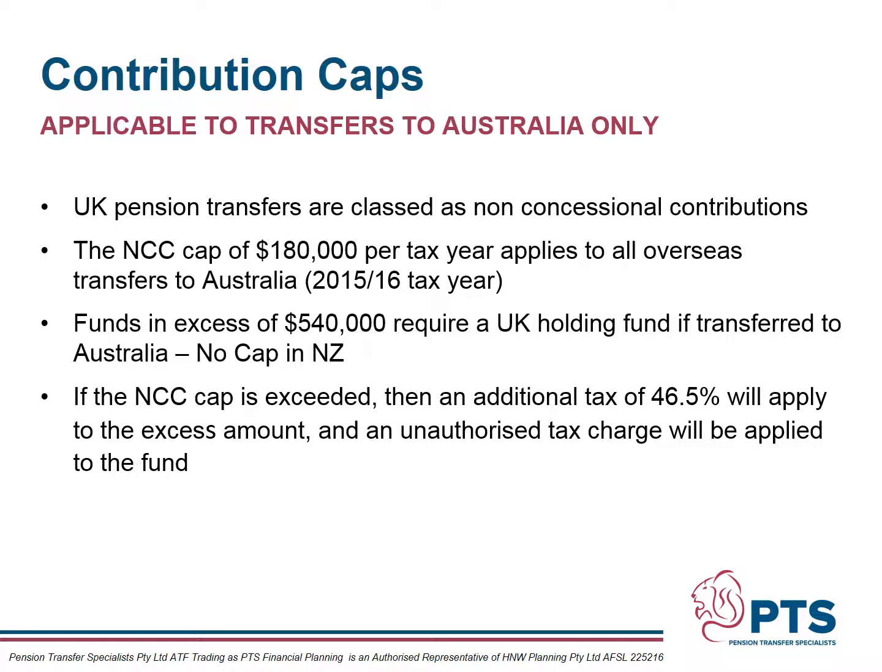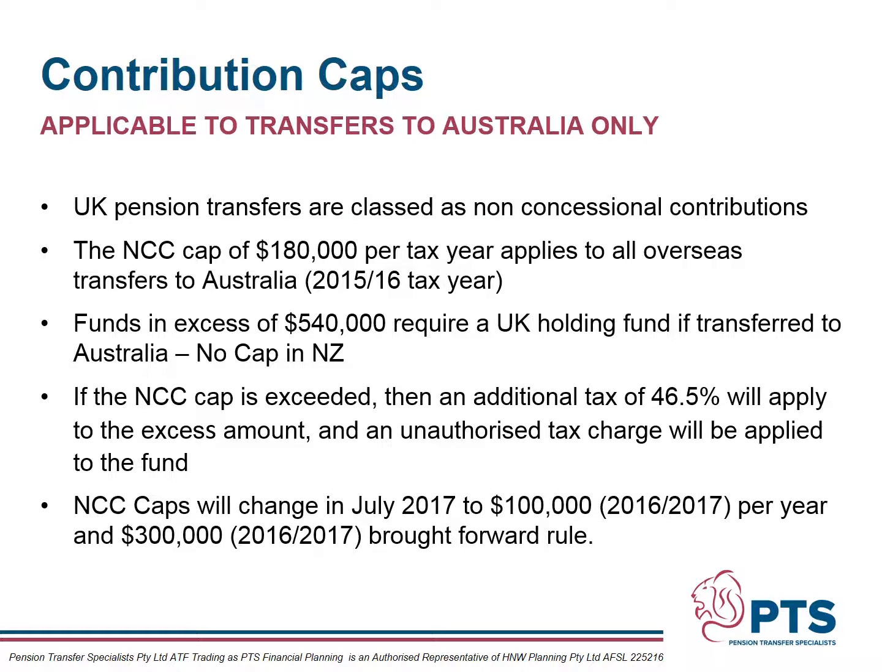If the cap is exceeded, then an additional tax of up to 46.5% will apply to the excess amount, and also an unauthorised tax charge will be applied to the fund. The NCC caps will be changing in July this year to $100,000, using the brought forward rule of $300,000 per year. One of the main benefits of transferring to New Zealand is there is no contribution cap.